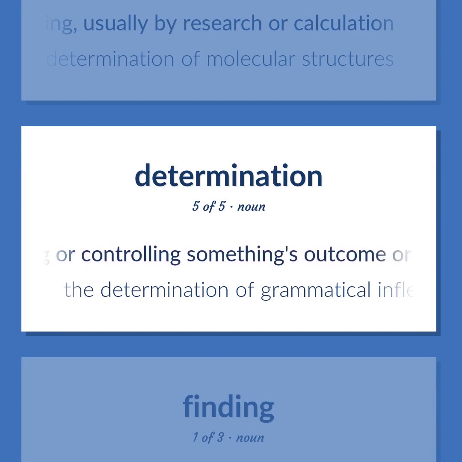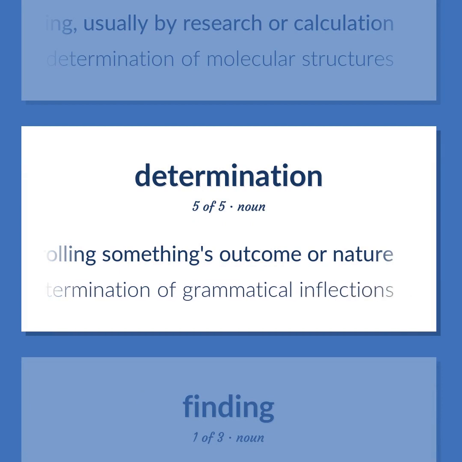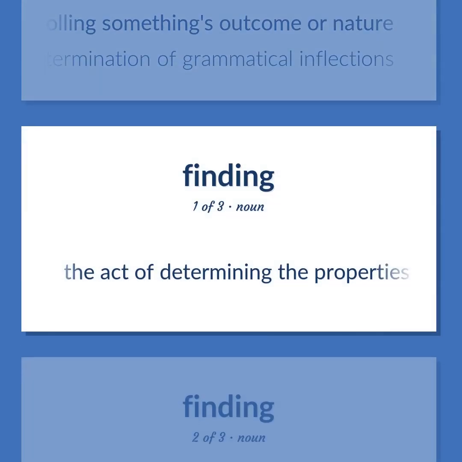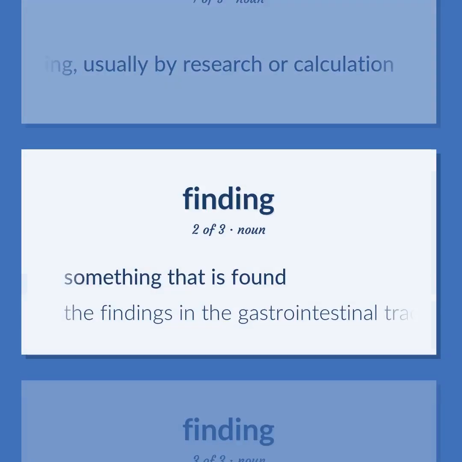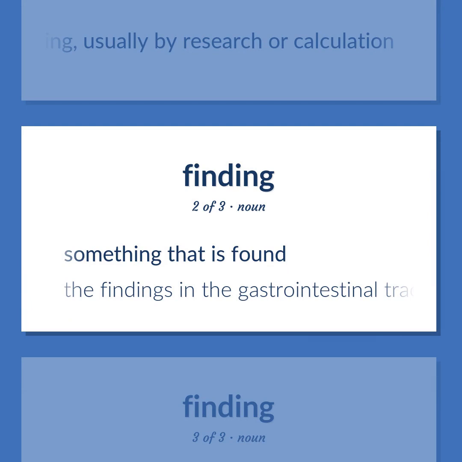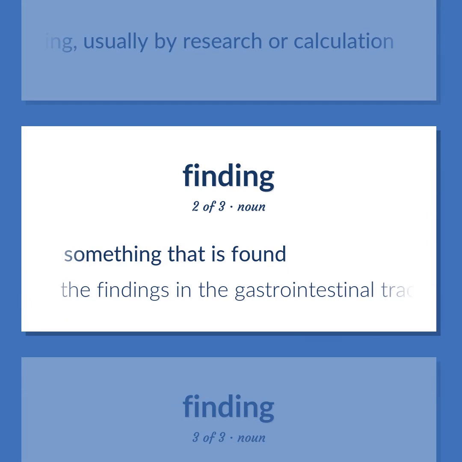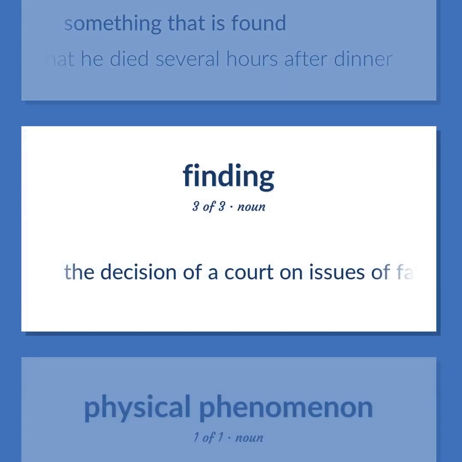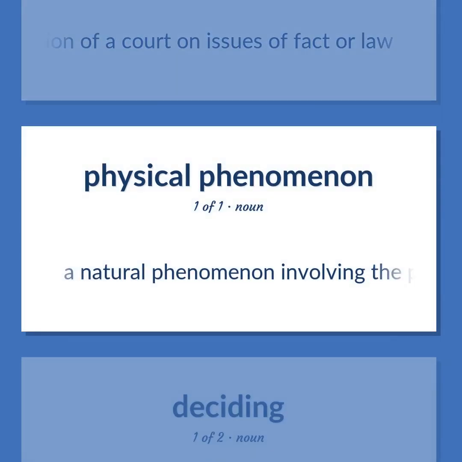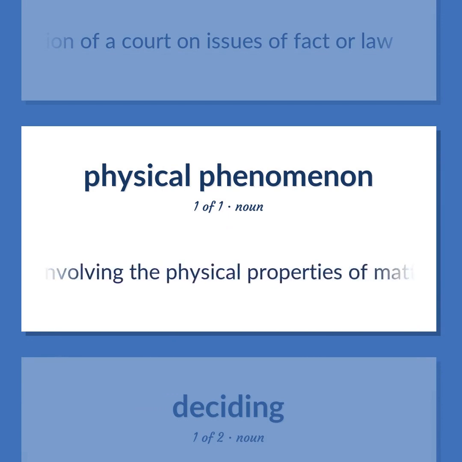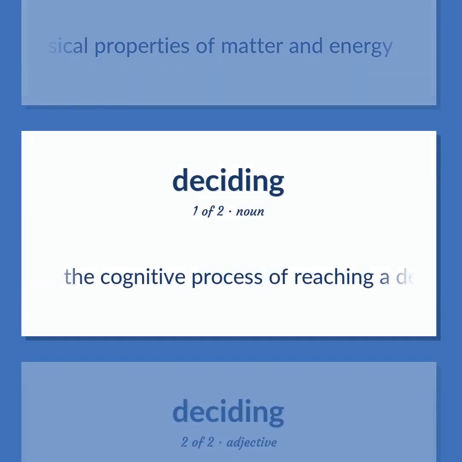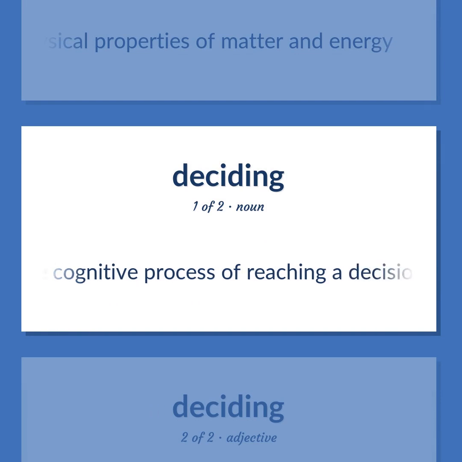Deciding or controlling something's outcome or nature. The determination of grammatical inflections. The act of determining the properties of something, usually by research or calculation. Something that is found. The findings in the gastrointestinal tract indicate that he died several hours after dinner. The decision of a court on issues of fact or law. A natural phenomenon involving the physical properties of matter and energy. The cognitive process of reaching a decision.